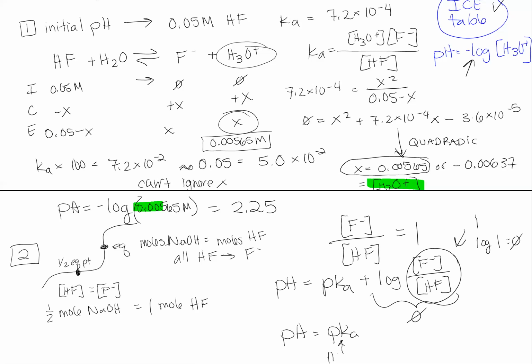So this will be the HF Ka that we're talking about. So we can calculate by taking the negative log of, and here we're using 7.2 times 10 to the negative 4, which will be equal to 3.14. So by the time we hit that half equivalence point, our pH has come from 2.25 all the way up to 3.14.